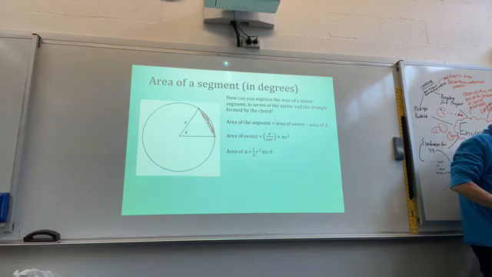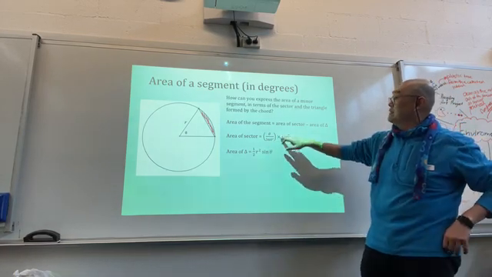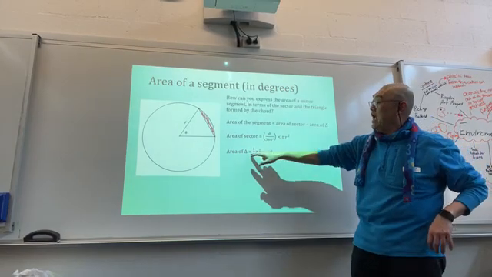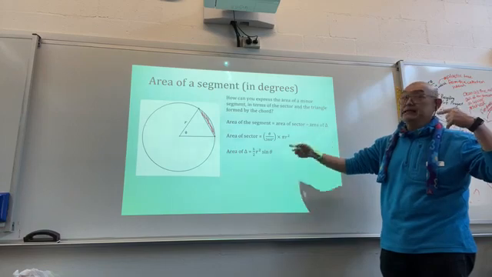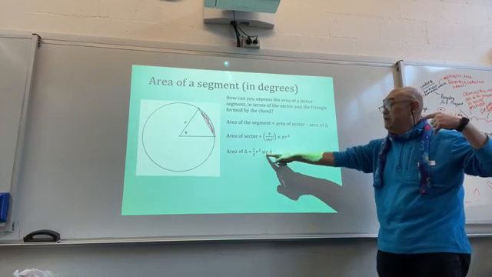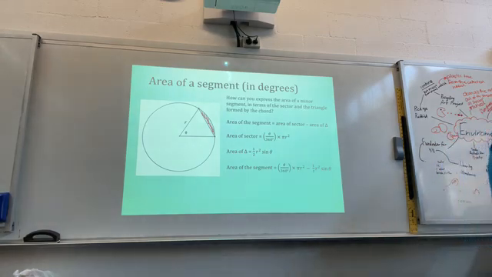And therefore, knowing these two, area of the sector is theta over 360 degrees times pi r squared in degrees. And area of the triangle is half AB sine theta. Therefore, area of the segment is, sorry, theta over 360 degrees times pi r squared minus half r squared sine theta. Do you all agree with me?